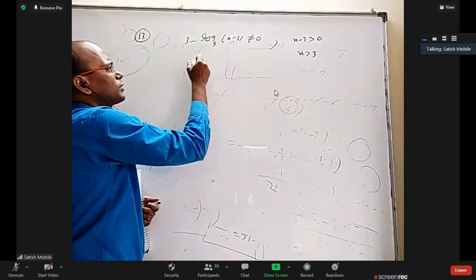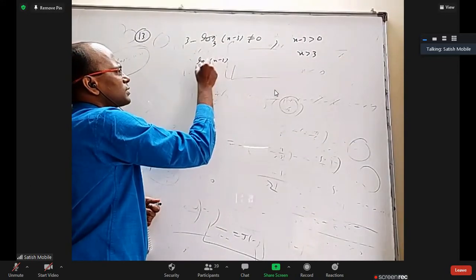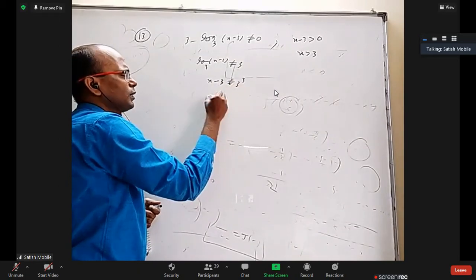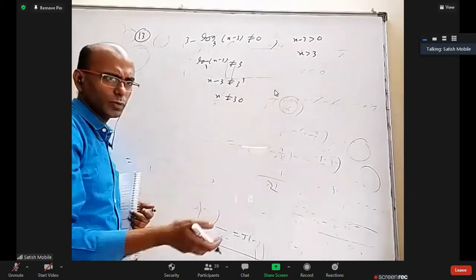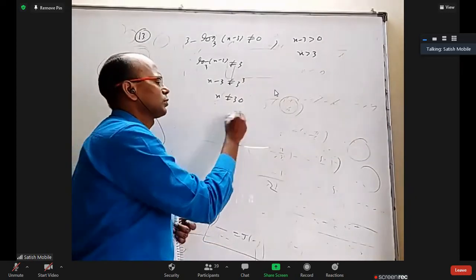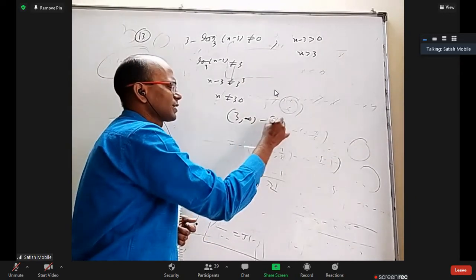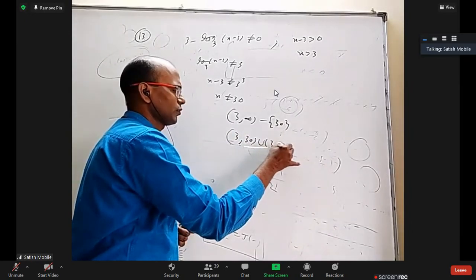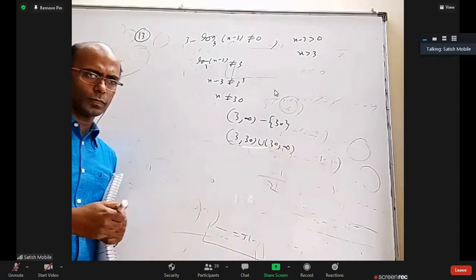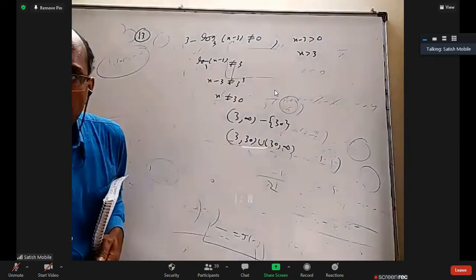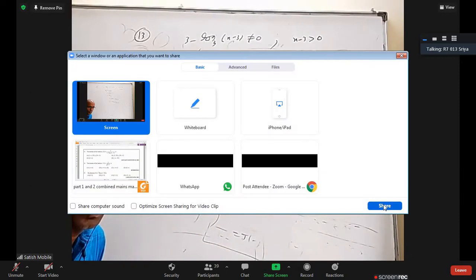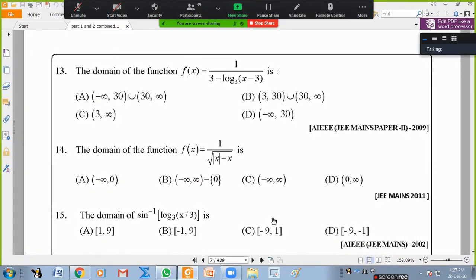This denominator should not be 0. Log x minus 3 base 3 should not be 3. x minus 3 should not be 3 cube. x should not be 30. So x should be anything more than 3 but should not be 30. So 3 to infinity minus singleton 30, or 3 to 30 union 30 to infinity. Either way is okay. All right, 13? Yes, sir. Okay. So option B.